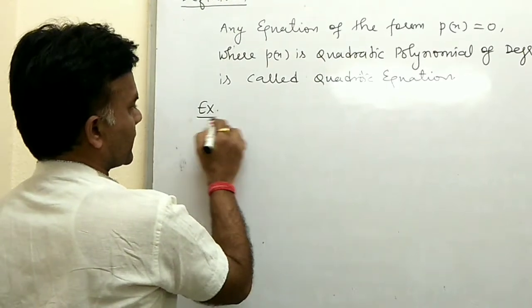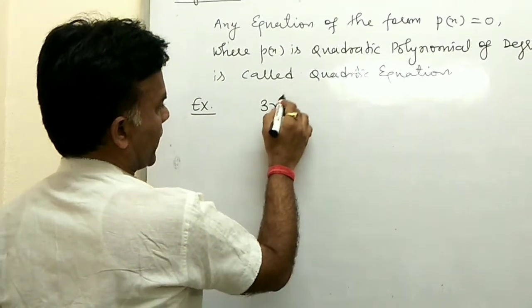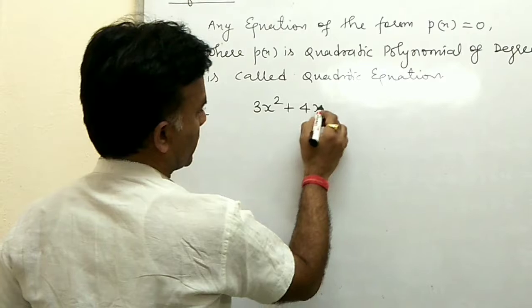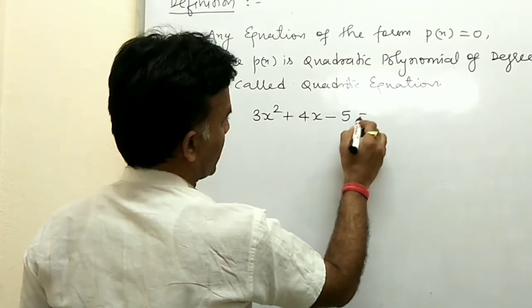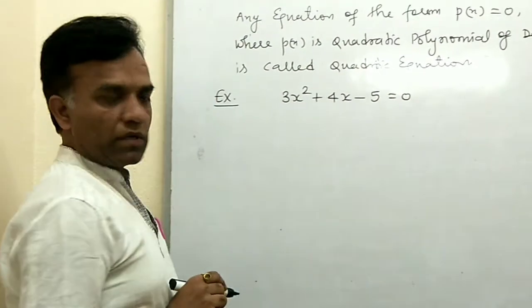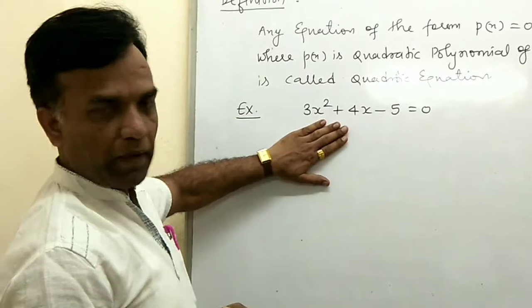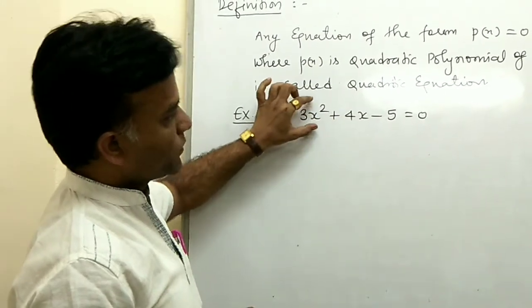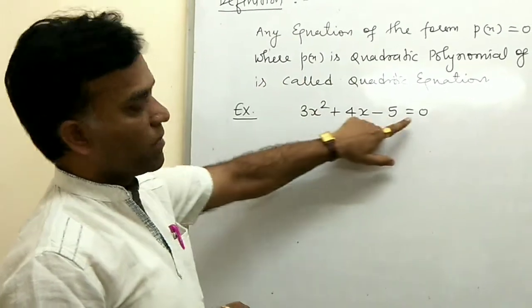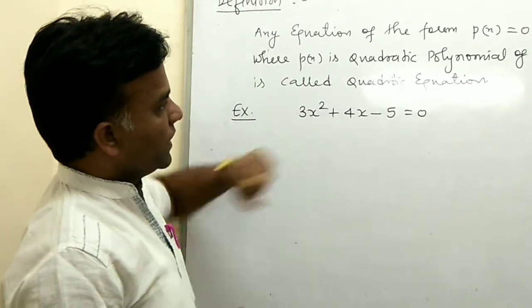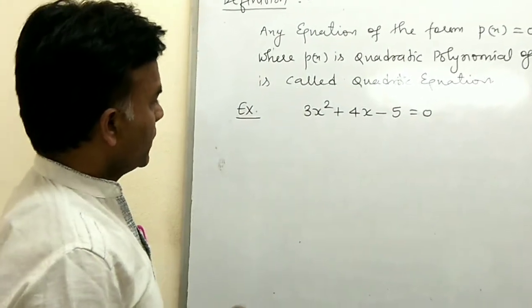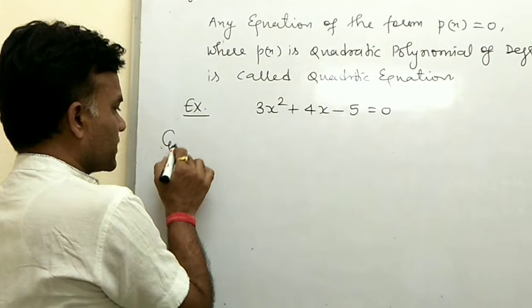Example, 3x square plus 4x minus 5 equal to 0. Okay, so this is a quadratic polynomial, and its highest power is 2. Therefore, and since equal to 0 is given, it is an equation. And now the general form of the quadratic equation.